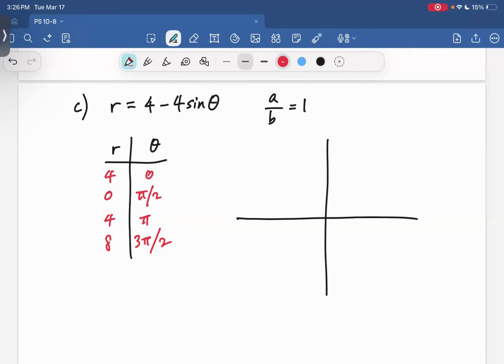And then if we graph those points, 4, 0 is right here. 0, pi over 2 is here. 4, pi is here. And 8, 3 pi over 2 is here. And so the cusp is always going to be where it connects to the origin, right? So the cardioid should look like that. And make sure it's round at the bottom.